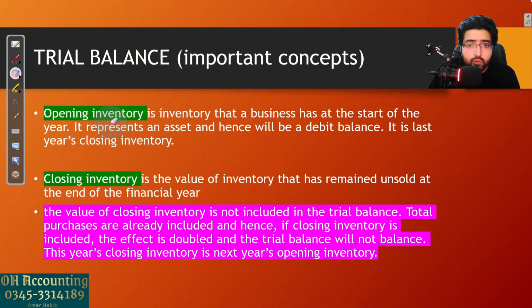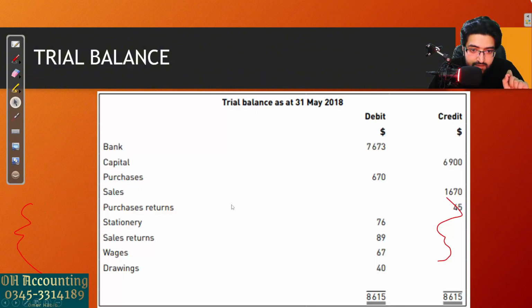Opening inventory. What is opening inventory? Opening inventory is what the business had at the start of the year. The inventory that is available at the start of the year. Okay, it is last year's closing inventory. On the other hand, closing inventory is the value of inventory that is left unsold at the end of the financial year. And here I have made an important note that closing inventory is never included in the trial balance. Here I will not show closing inventory ever. I will write closing inventory after the trial balance in additional information, but not here.